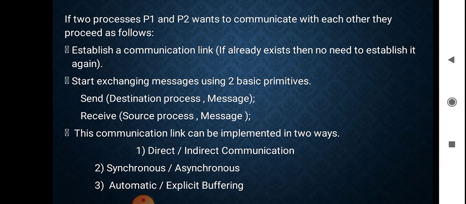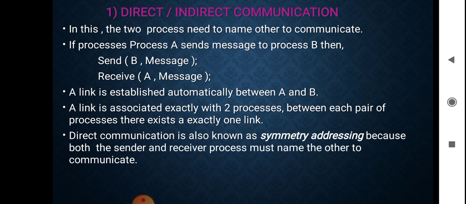Now, there are three ways in which we can establish the communication link. That is direct or indirect communication, synchronous or asynchronous communication, and the third one is automatic or explicit buffering. We'll see them one by one. The first one is direct or indirect communication. First we'll see direct communication.